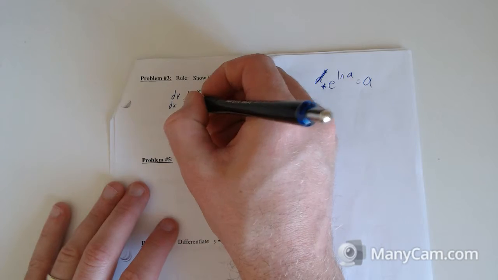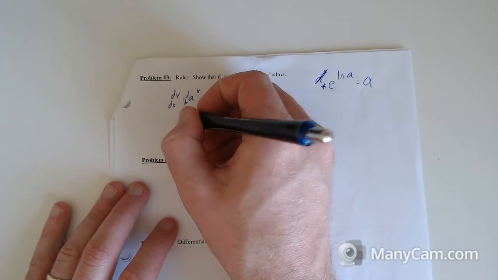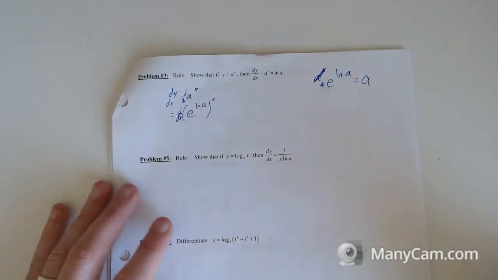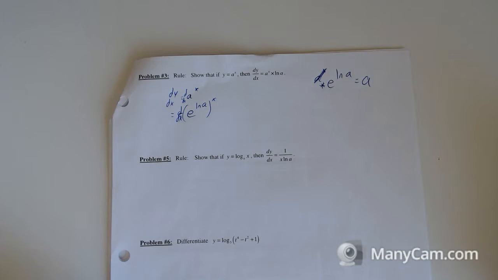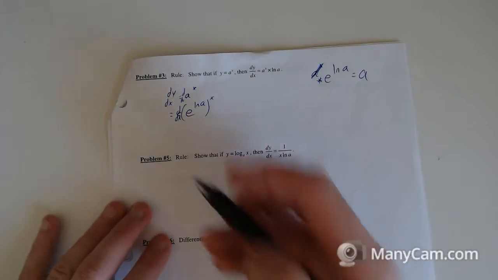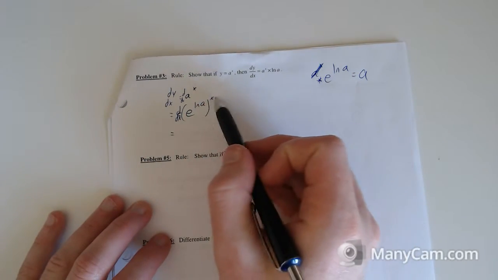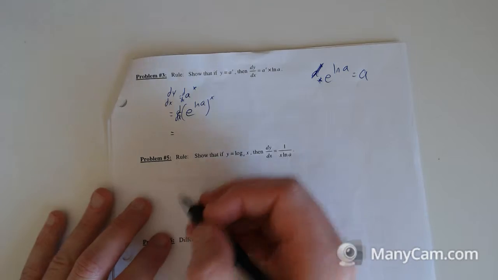d/dx. I should have written that in there. We haven't taken the derivative yet. That's actually important to write down. So I'm just manipulating it so it's in terms of e. And then we can actually bring the x in because of multiplying exponents.